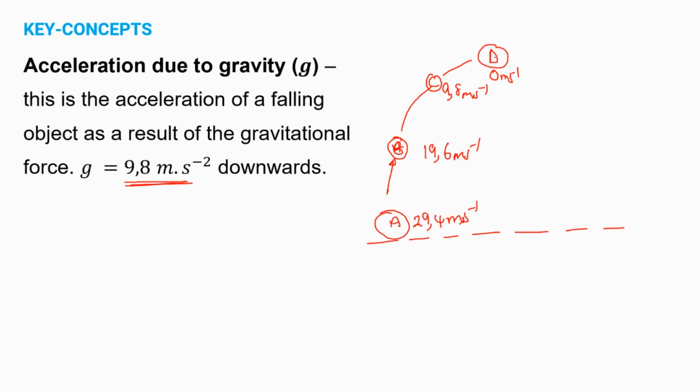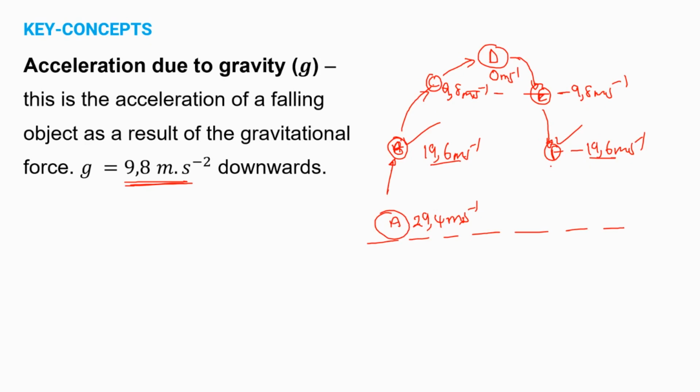Then after this turning point, the projectile is moving downwards. As it moves downwards, the velocity is increasing, but in the opposite direction. So from 0, it goes to negative 9,8 meters per second. At C and E, the magnitude of velocity is the same, only in opposite direction. It goes down, and then at F it is negative 19,6 meters per second. At B and F, the magnitude of velocity is the same, but the direction is different.